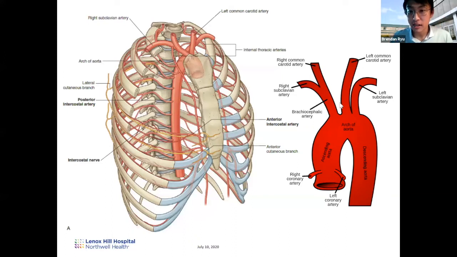For the right side, it goes to the brachiocephalic and then bifurcates to the right subclavian and the right common carotid, while the left side, it goes directly to the left common carotid and the left subclavian. Subclavian means right below the clavicle. So sub meaning below the clavicle. And the clavicle is the collarbone that a lot of people probably may have heard of. So just keep that in mind.